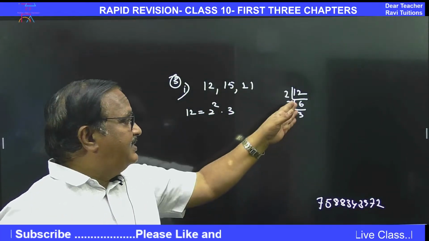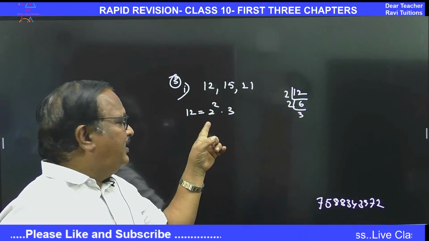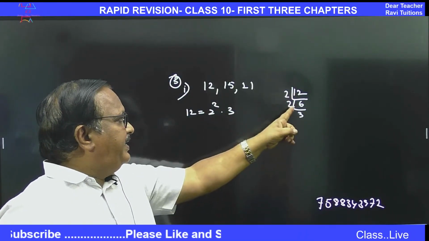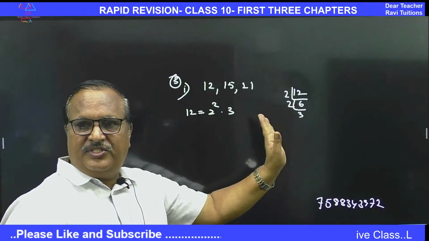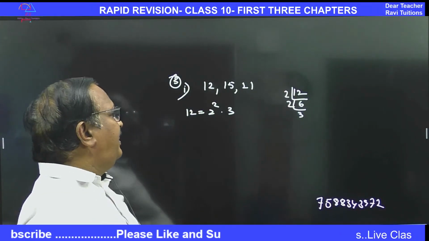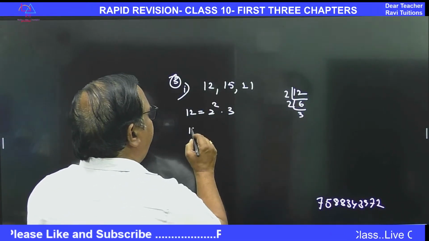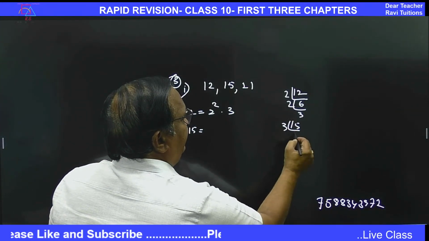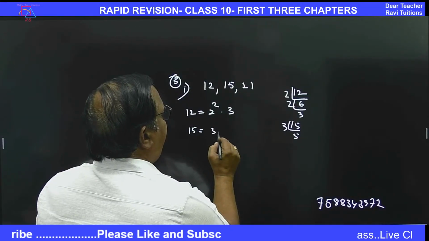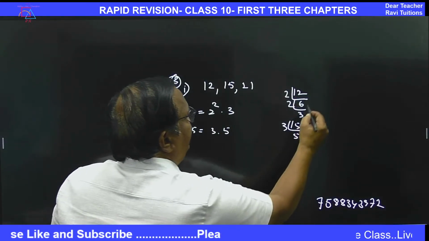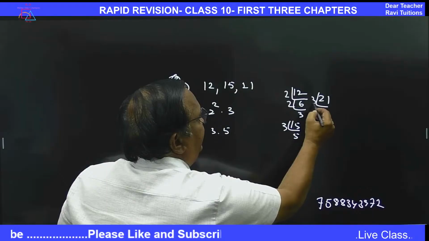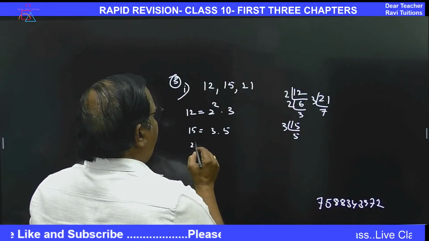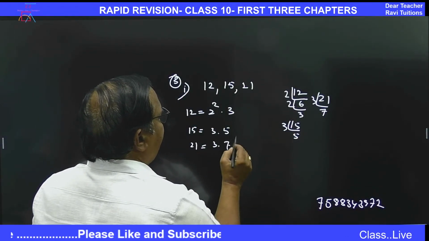They will write this somewhere else and they will write only this. No, you write this besides this question. Okay, and 15. So 15 also here, 3, 5. So 3 dot 5, and 21, 3, 7. So 21 is equal to 3 and 7.